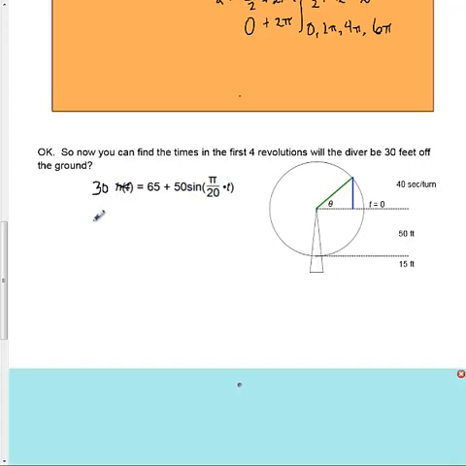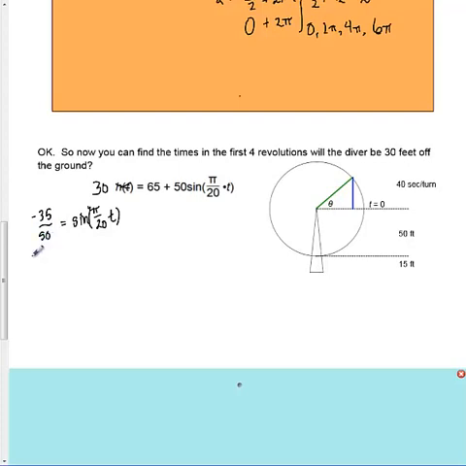And so we're going to first do a little algebra, subtract 65, and I get 30 minus 65 is minus 35, and divide by 50. Minus 35 divided by 50 has to equal sine of pi over 20 t. Now this one, hopefully you'll notice, is not one that we're going to do without a calculator because we don't know the angle whose sine is minus 35/50ths. So we're going to need to get the calculator out.